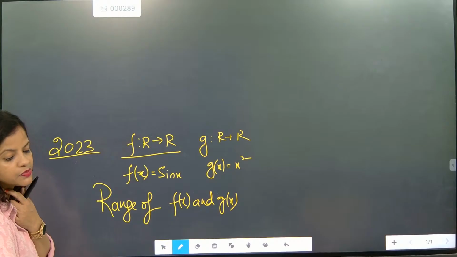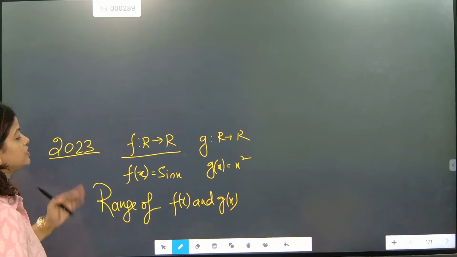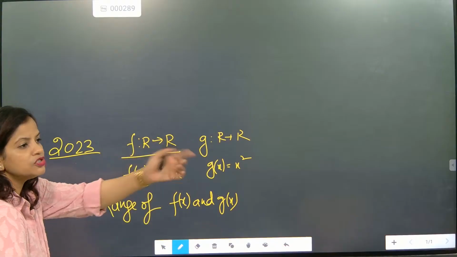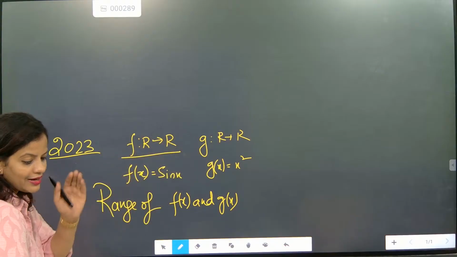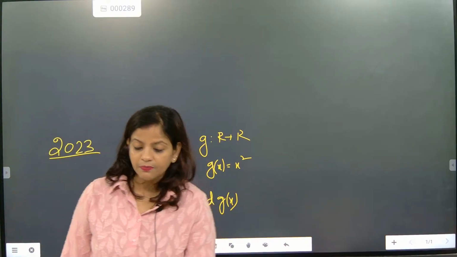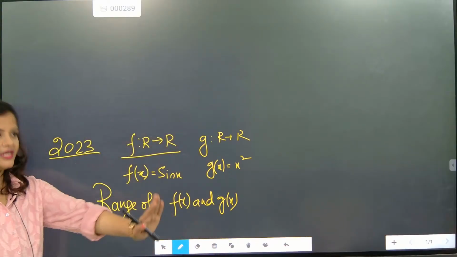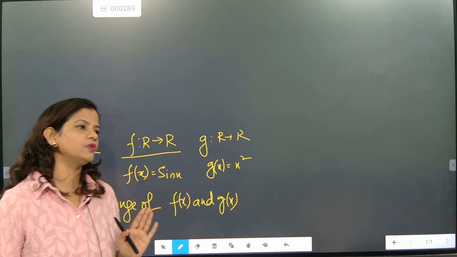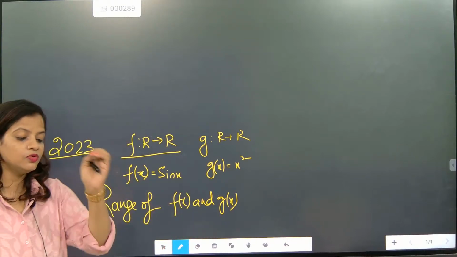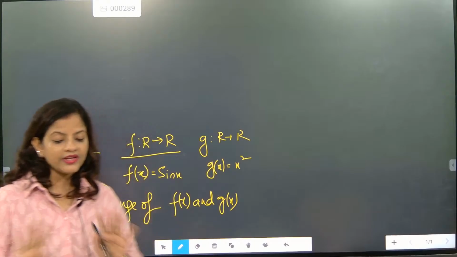What can be the expected range of f of x and g of x? Here they are not doing composition, they are not asking f of g or g of f. Directly they are asking the range. So don't think complicated, just give a simple answer here. This is a 2-mark question. You need to be very specific and to the point, and write it down there. No extra work is needed.